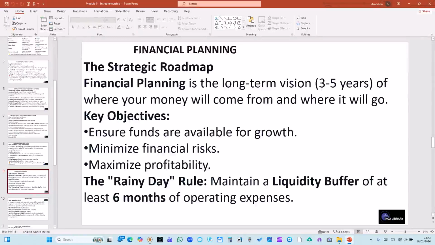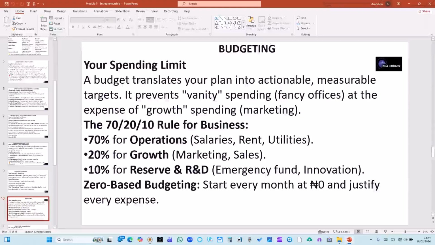Let us look at the rainy day rule, which says to maintain a liquidity buffer of at least 6 months of operating expenses. So the rainy day rule states that a business should maintain cash in liquid form for daily operation for at least a 6 month period. Having done that, let us look at budgeting.